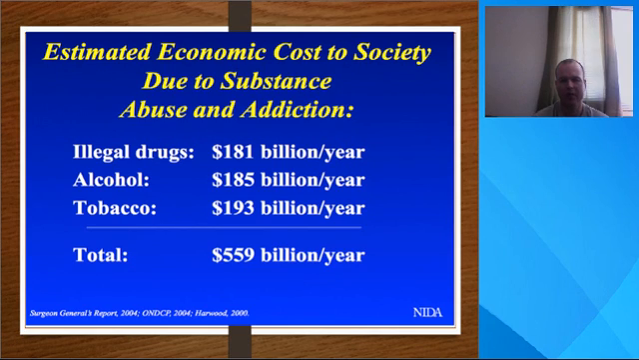And this is an overall economic cost. So this is your workforce and your non-workforce in the entire United States. So illegal drugs, 181 billion. You skip over alcohol, and then tobacco use is 193 billion. Total altogether for all three, 559 billion a year it costs our government due to drug abuse and addiction.